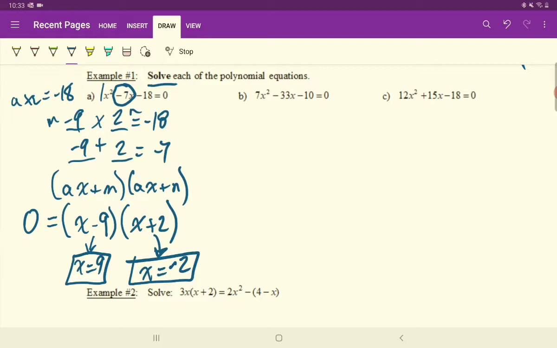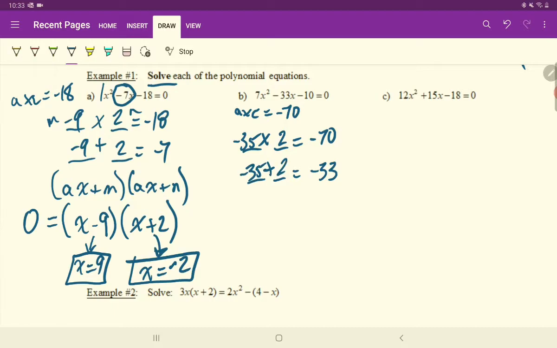Okay, next. Here we have an a value that is not 1. Okay, so keep that in mind. So our a times c is actually negative 70. So I need two numbers that multiply to negative 70, and those same two numbers have to add to negative 33. Okay? Negative 35 and positive 2 would satisfy both. Okay, so now all we do is write it in the form. Again, I'm going to stop writing this soon, because you should end up getting the hang of it.